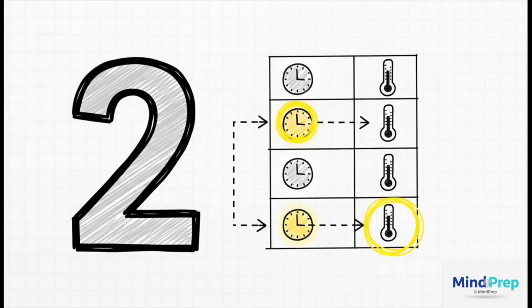Now for step 2, let's locate the data. We go to the time column, find 0 minutes, slide our finger over, and boom, 20 degrees. We do the exact same thing for 10 minutes, and there it is, 30 degrees. We've got our 2 pieces of the puzzle.